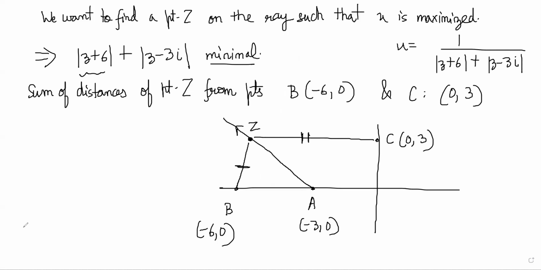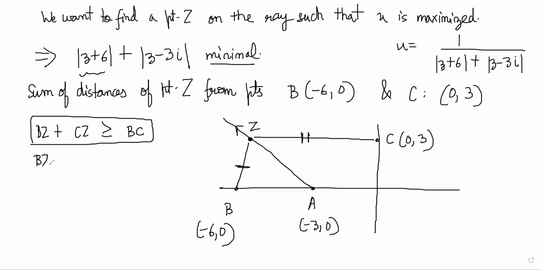So now it is obvious that the sum of two distances, BZ plus CZ, is always greater than or equal to BC. This is triangle inequality, right? So the minimum value of BZ plus CZ will happen to be equal to BC, right? And that will happen when Z lies on the intersection point of BC. So if you draw this BC line, that is the minimum possible sum of these two distances by triangle inequality. And therefore, Z should lie on the intersection point of the line BC and the line AZ, right?